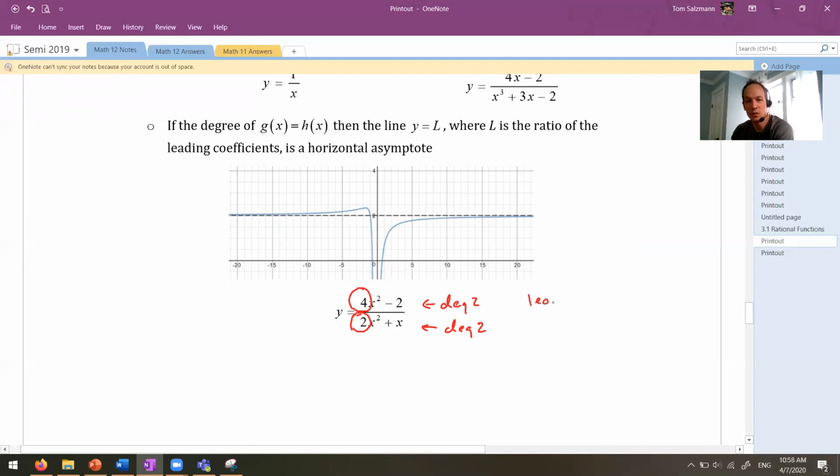So the leading coefficient ratio is 4 over 2, which is 2. This tells me the line y equals 2 is going to be my horizontal asymptote. And this printout here confirms it. My graph is leveling off in both directions at y equals 2.